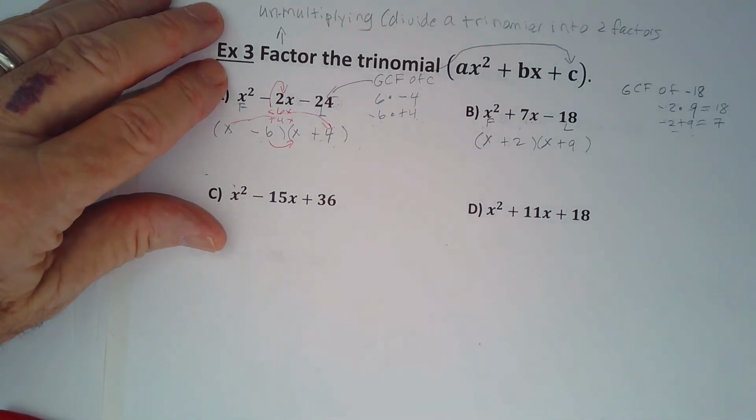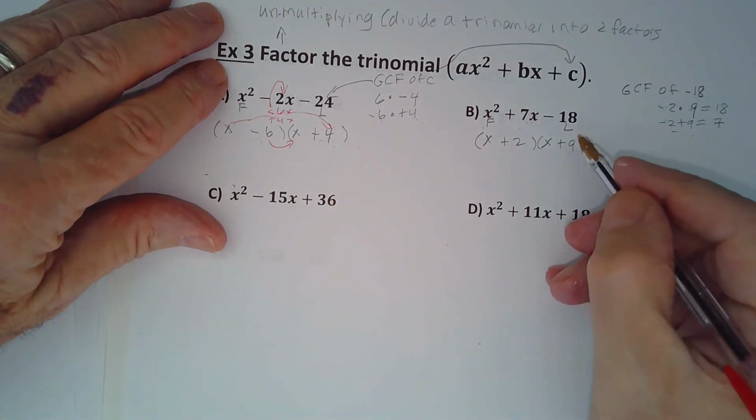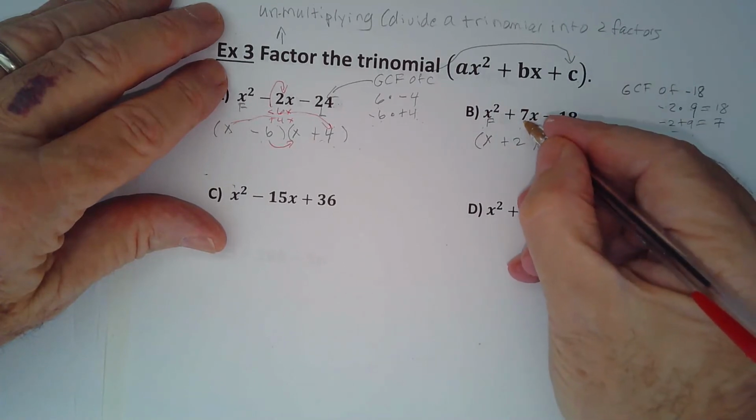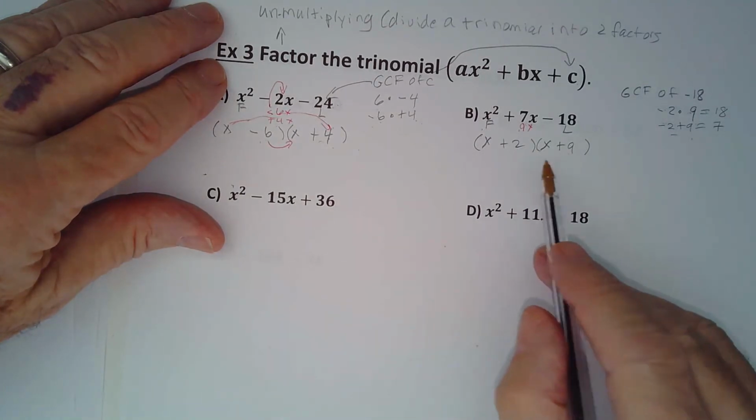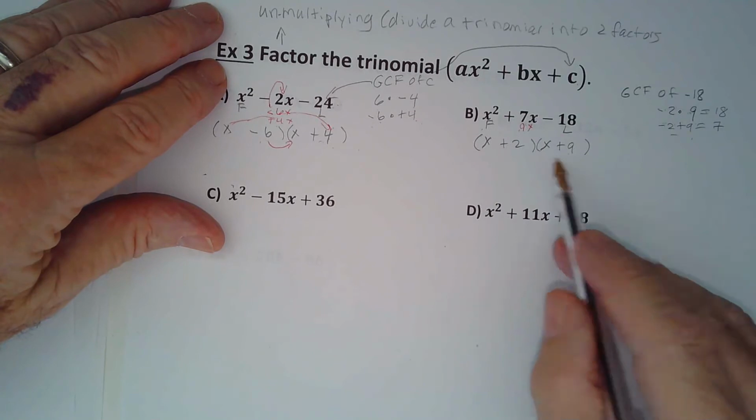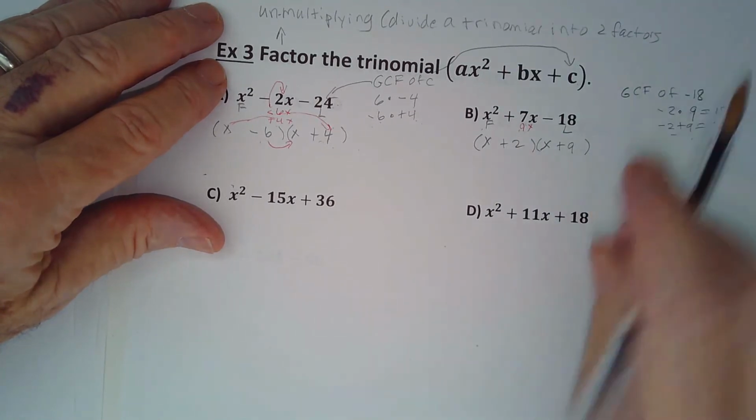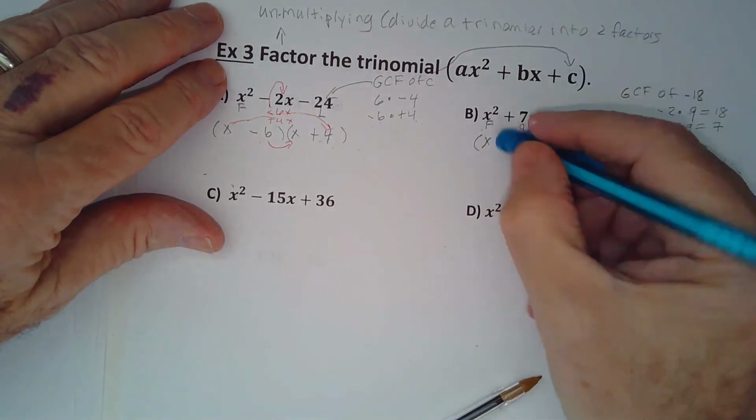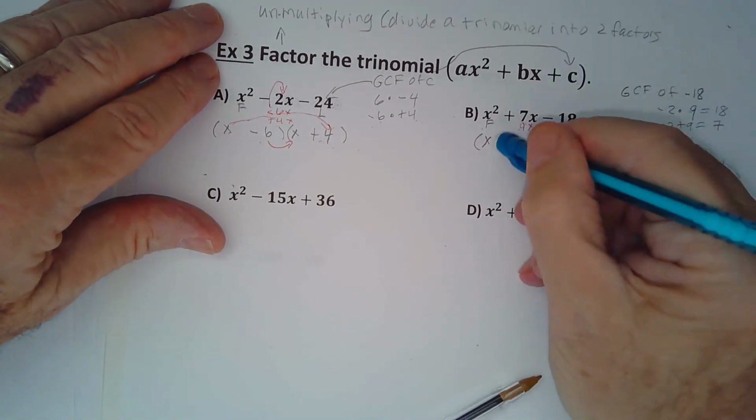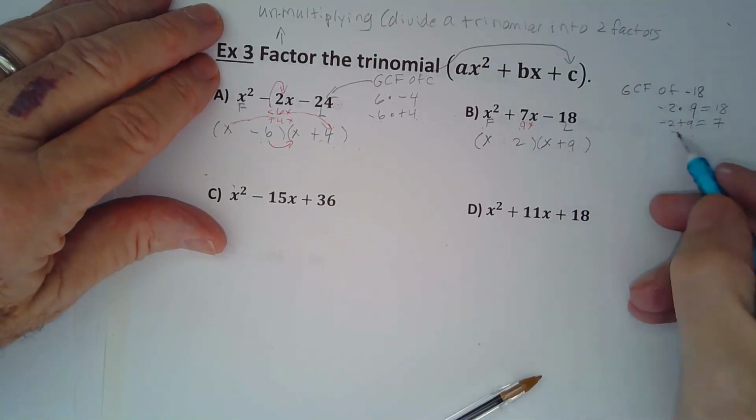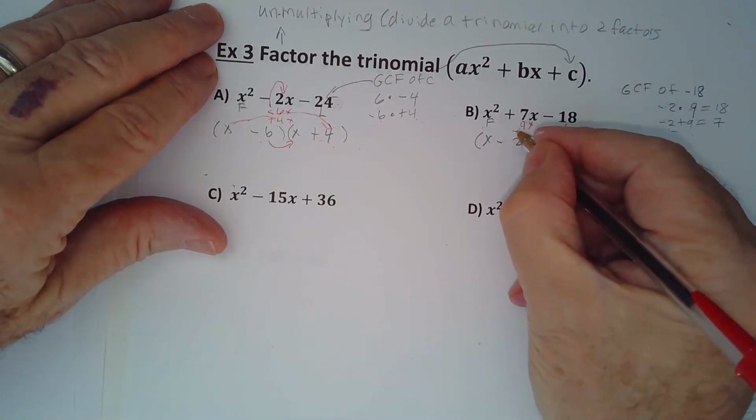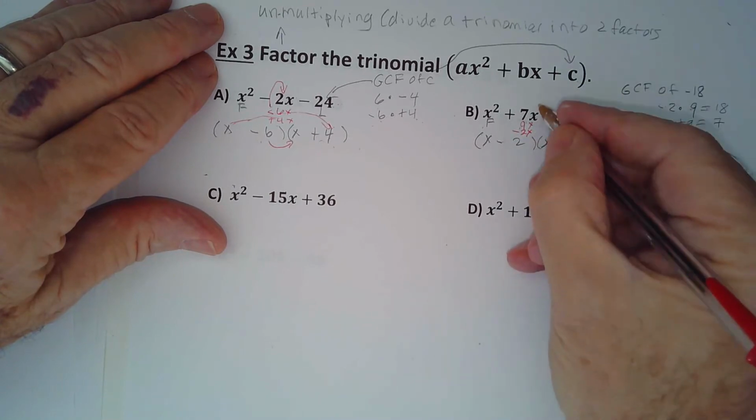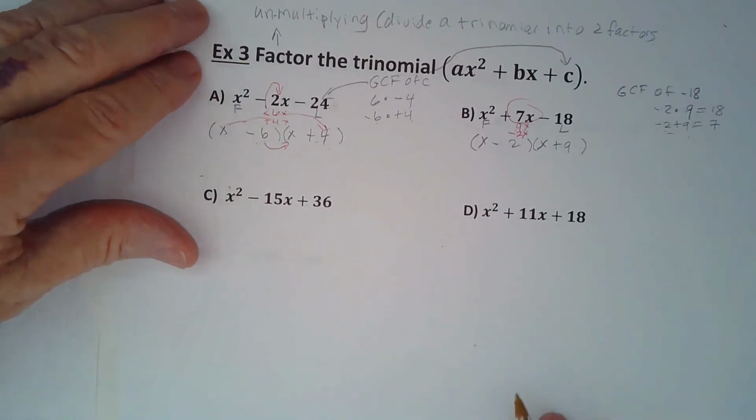And then, again, you double check. You take your 9x and your 2x. Oops, wait a second. Not 9x. Yeah, it is 9x. This is negative 2. That's where I went wrong. So my 2 is negative. So 9x and negative 2x. You add them together, and by golly, you get 7x. So that means it works.